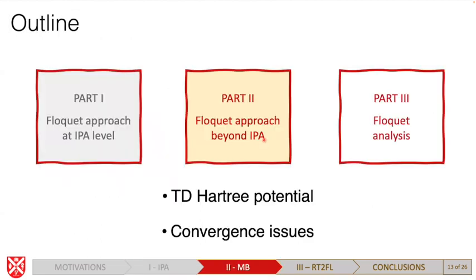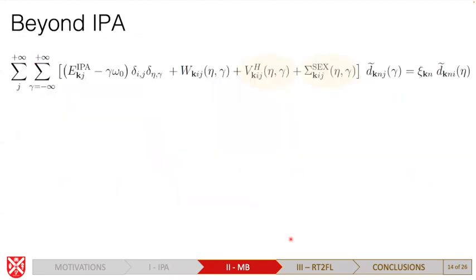Okay, so let's go to part 2, where we go beyond the EPA approximation and we try to include local field effects and screening effects. We will start with the time-dependent Hartree potential, and we will describe the convergence issues that this brings about. Okay, so this is our new eigenproblem, our new quasi-energy operator. We will have two added terms, the Hartree potential and the screened exchange self-energy.